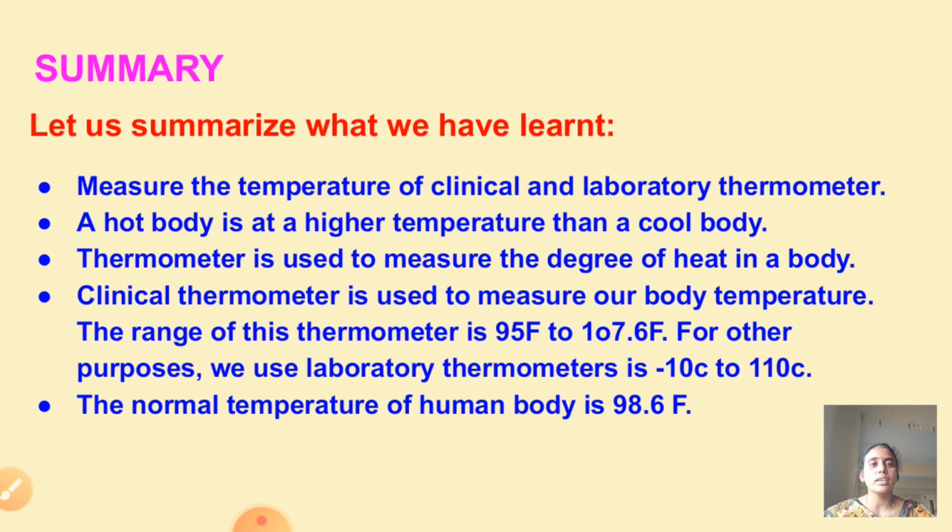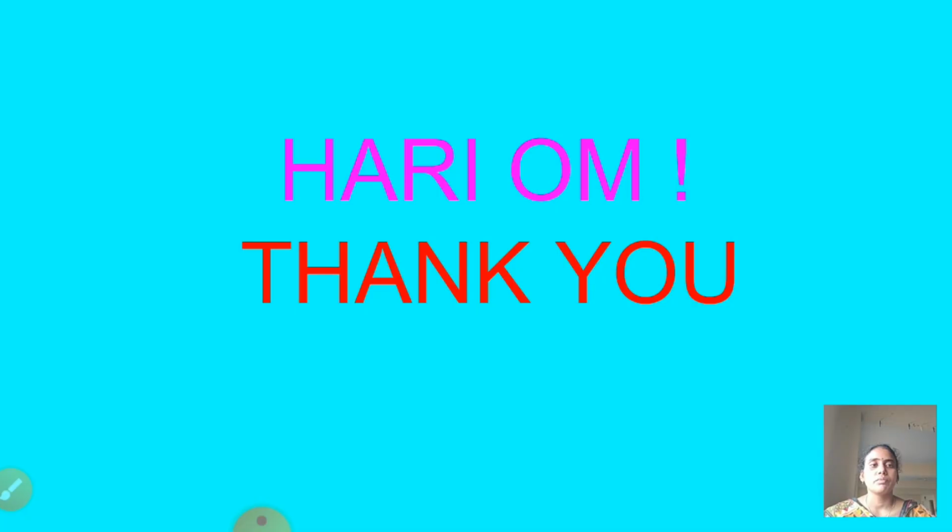And what is the range of the clinical thermometer? 95 degrees Fahrenheit to 107.6 degrees Fahrenheit. The range of the laboratory thermometer is minus 10 degrees Celsius to plus 110 degrees Celsius. And the normal temperature of the human body is 98.6 degrees Fahrenheit. This is what we learned in this topic, and I hope you all understood about the clinical and laboratory thermometer.